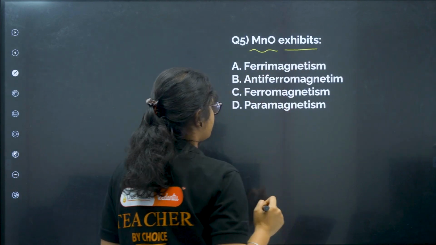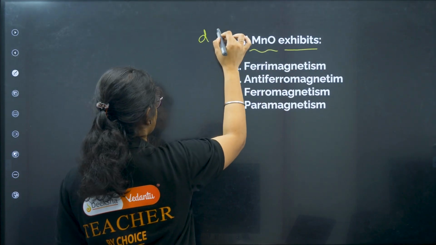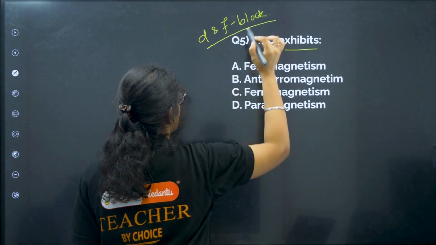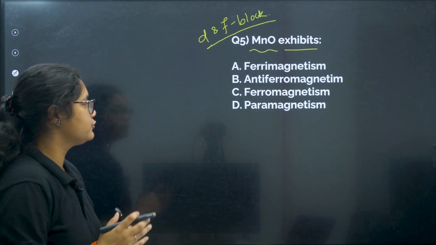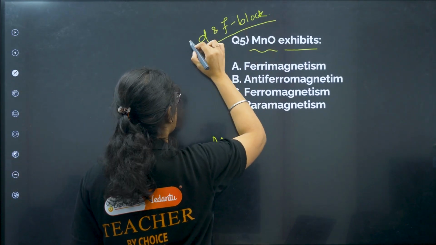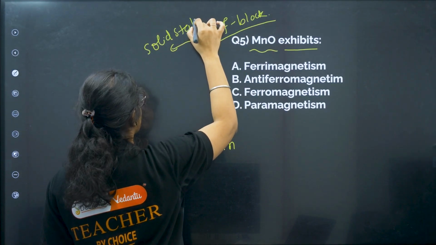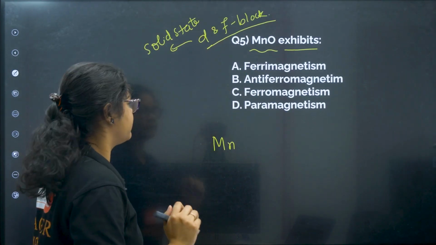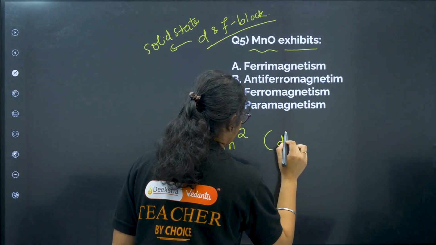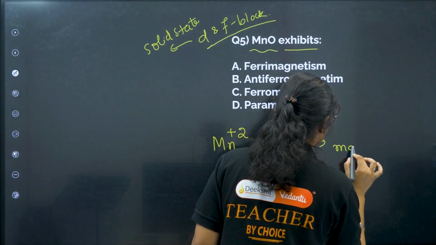Now coming to question number 5. MnO exhibits. Okay, so now this one is from the D and F block chapter. MnO, generally it is actually from D and F block, but it is from solid state also, because the solid state concept is also used somewhere here. So if you see, Mn has +2 oxidation state, so it is d5 configuration, right? If d5 configuration, it will have magnetic moment.